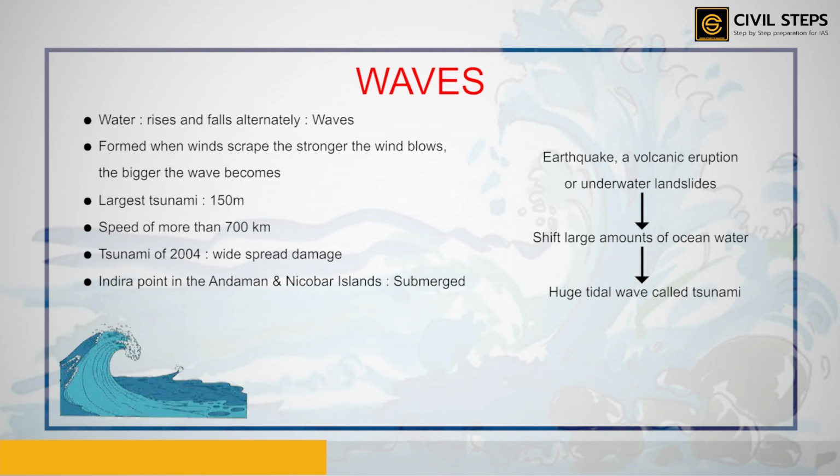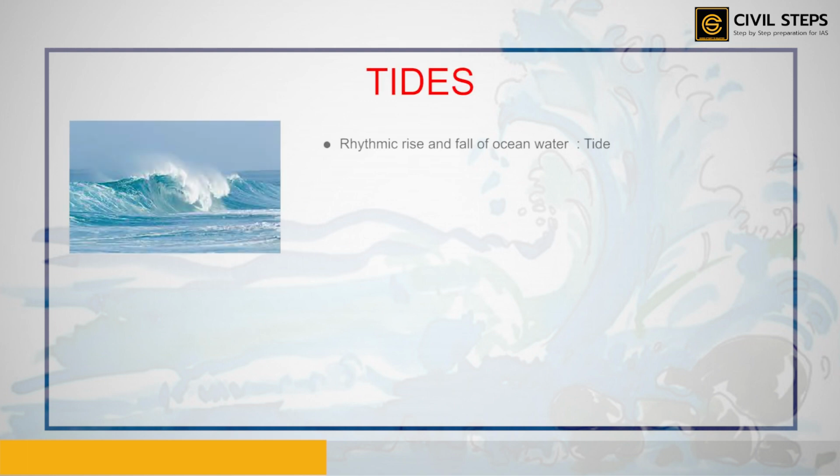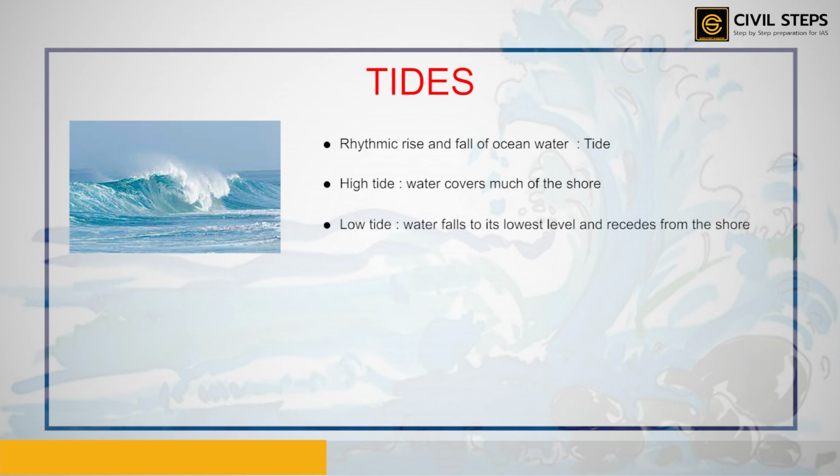After talking about the waves, we shall talk about the second type, the tides. The rhythmic rise and fall of ocean water twice in a day is called a tide. It is a high tide when the water covers much of the shore by rising to its highest level. However, it is a low tide when water falls to its lowest level and recedes from the shore.